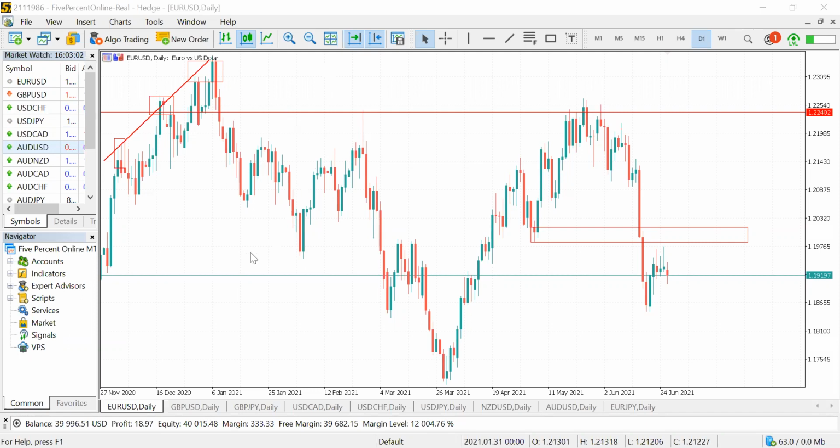I'll start giving you a quick review on the major pairs, and I will show you a trade I'm in already, and I'll tell you why. So let's start with the Euro USD on the daily.